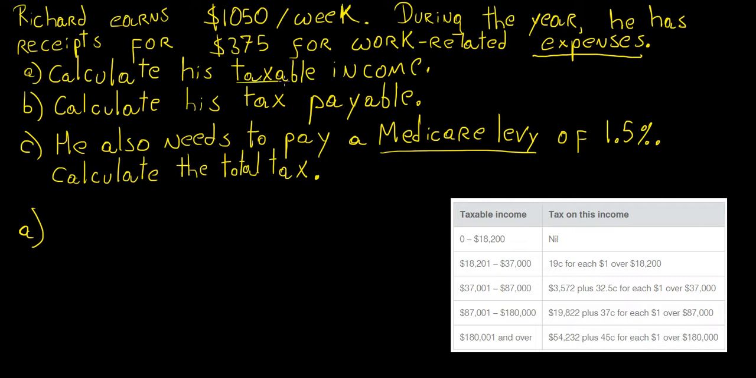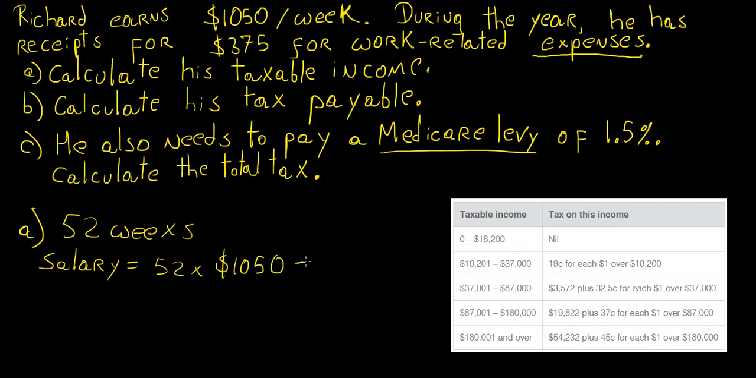So we need to calculate his taxable income. So taxable income means how much of his total income is actually taxable. So first of all, we need to know, okay, he's working 52 weeks. So his salary or his total income throughout the year is going to be equal to 52 times $1,050. Okay? So let's just put that in our calculators. And that comes down to $54,600. So that would be his total income for the whole year.